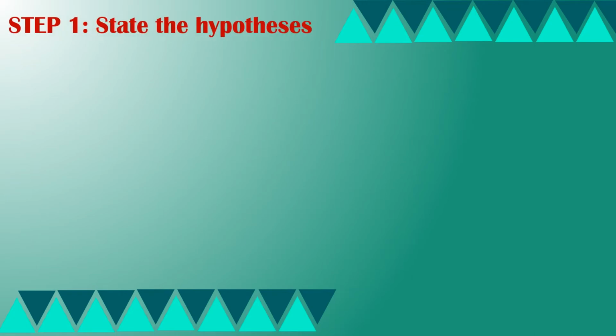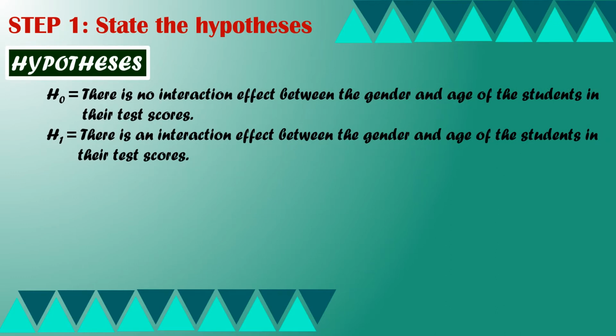For step 1, state the hypothesis. The hypothesis for the interaction effect: the null hypothesis is there is no interaction effect between the gender and age of the students in their test scores, while the alternative hypothesis is there is an interaction effect between the gender and age of the students in their test scores.